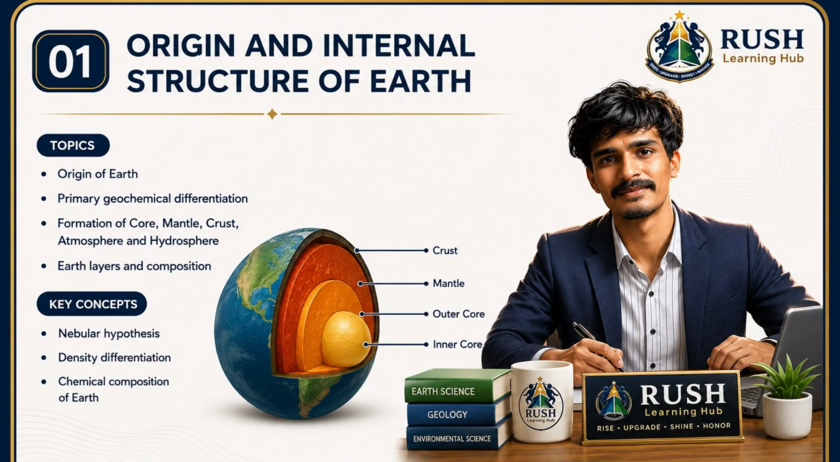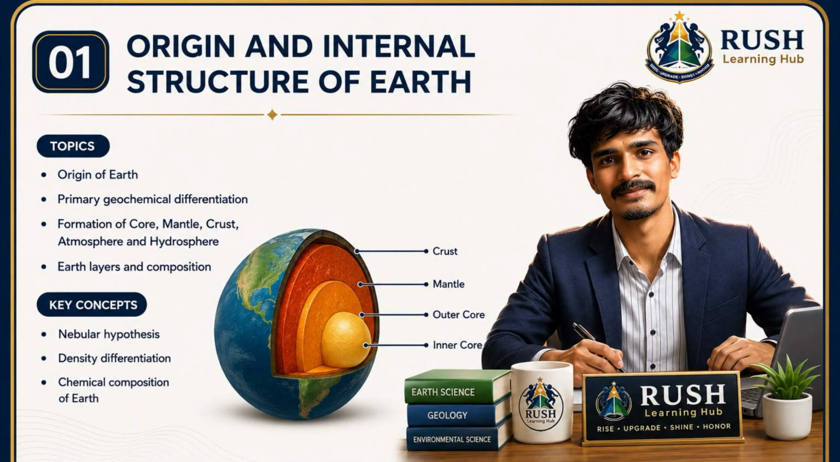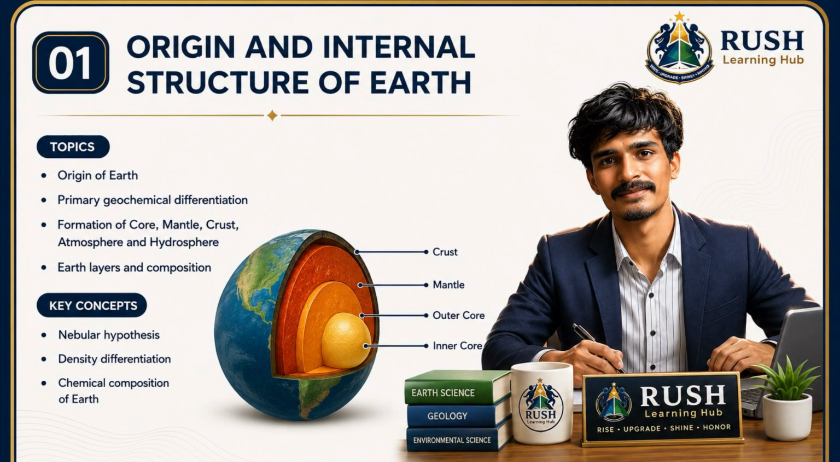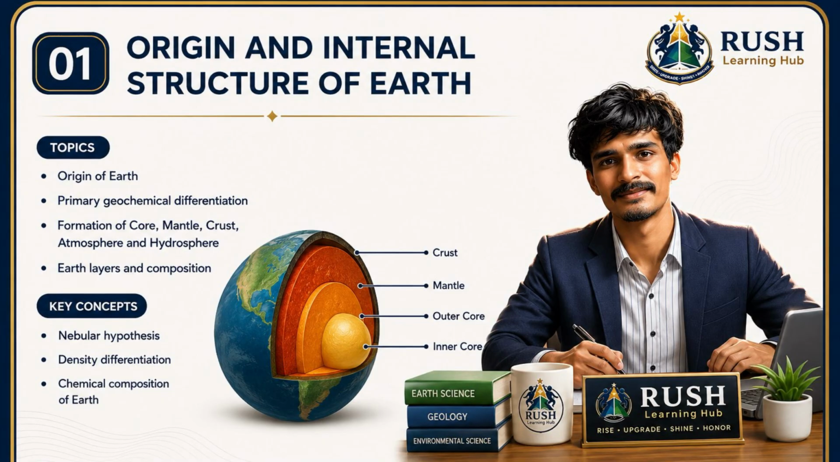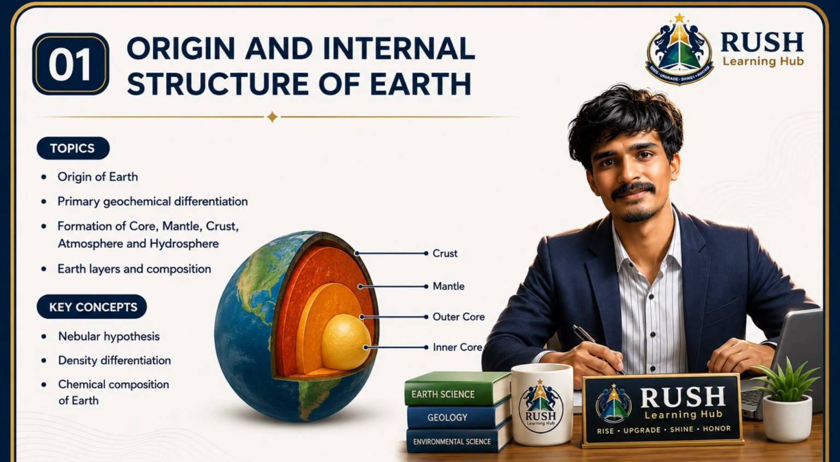the nebular hypothesis. During its early stages, the Earth was in a molten state. Due to differences in density, heavier elements such as iron and nickel moved towards the center, while lighter materials rose upward. This process is known as primary geochemical differentiation. As a result, the Earth became divided into major components: the core, mantle, crust, atmosphere, and hydrosphere.